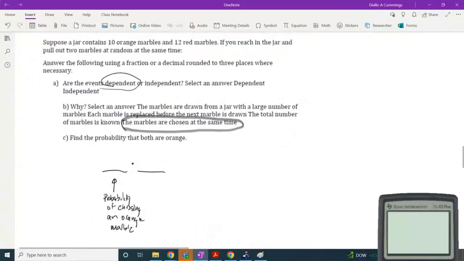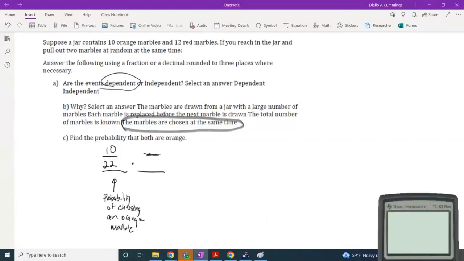So remember our fractional definition, or the classical approach to probability? We want to take the number of orange marbles, that's the part we're interested in, and divide by all of the marbles that we're choosing from. First I'm going to start with the denominator. How many marbles do we have to choose from? Well, there are 10 orange and 12 red, so that's a total of 22 marbles. That's all of the marbles, that's the base, that's the whole. In the numerator, we want the number of marbles that are orange. So that's 10. Is everybody okay with that first probability, 10 out of 22?